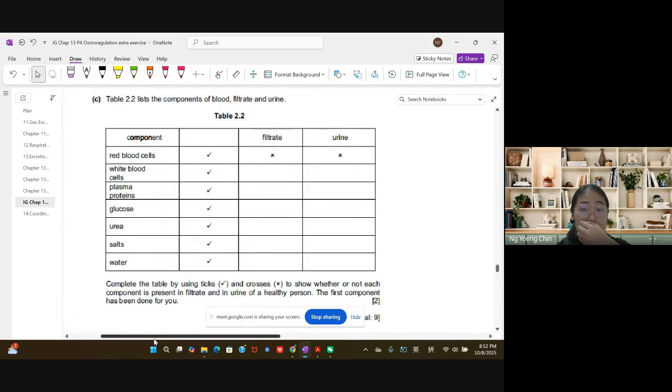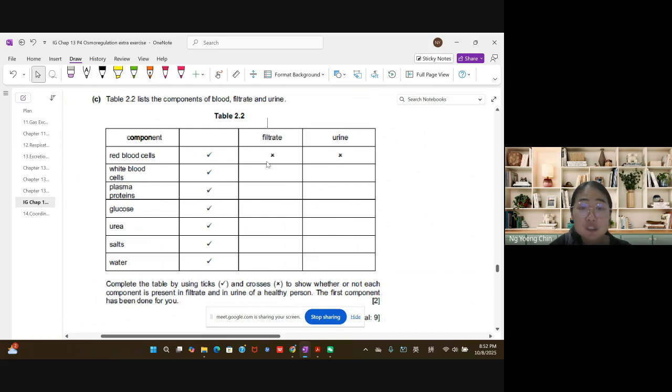Yeah, this is a very interesting question. They ask you to list out the components of blood. What blood cell is found in the filtrate? This filtrate is referred to the contents found along the tubule, inside the proximal convoluted tubule, inside the loop of Henle. Yeah, those contents we call filtrate. After they excrete out the liquid, they know it as urine.